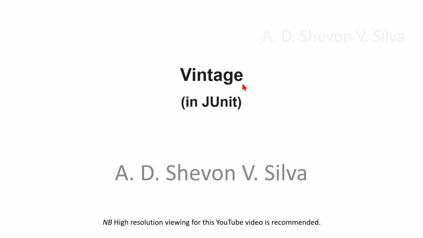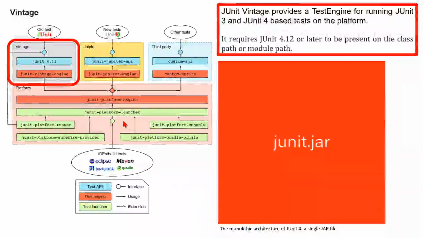Vintage in JUnit. Now we are focusing on vintage. JUnit Vintage provides a test engine for running JUnit 3 and JUnit 4 based tests on the platform. It requires JUnit 4.12 or later to be present on the class path or module path.